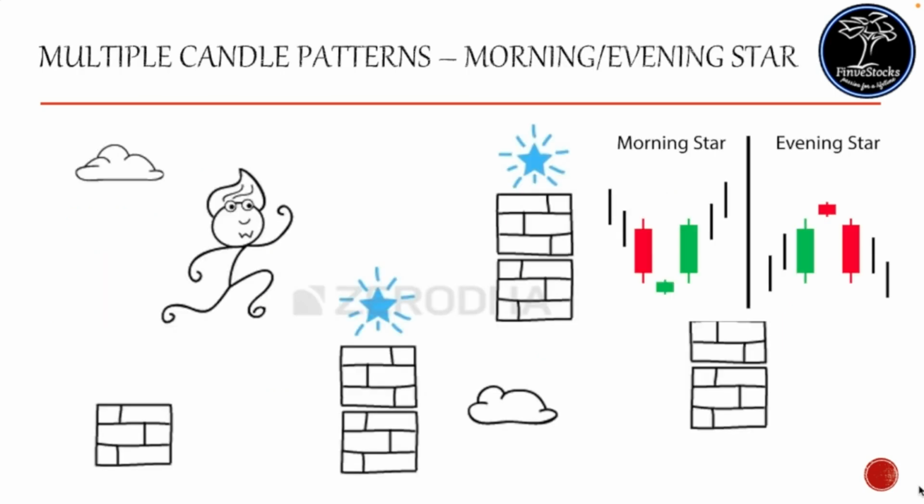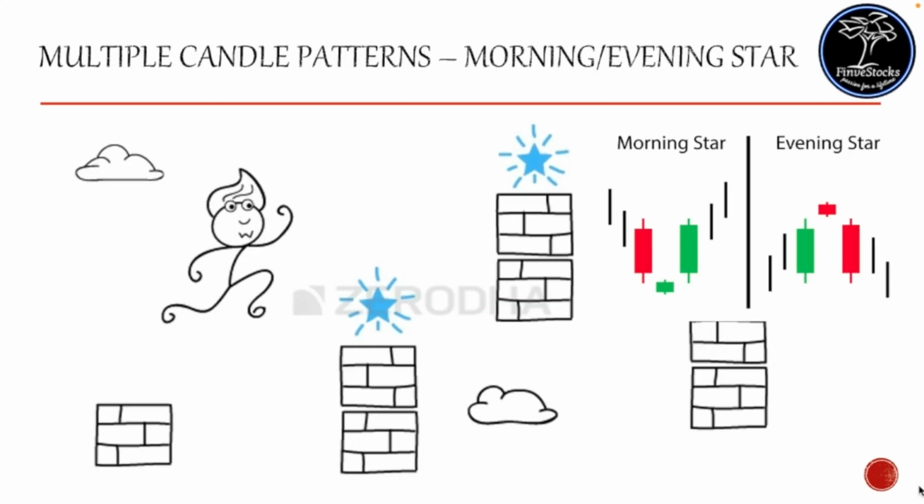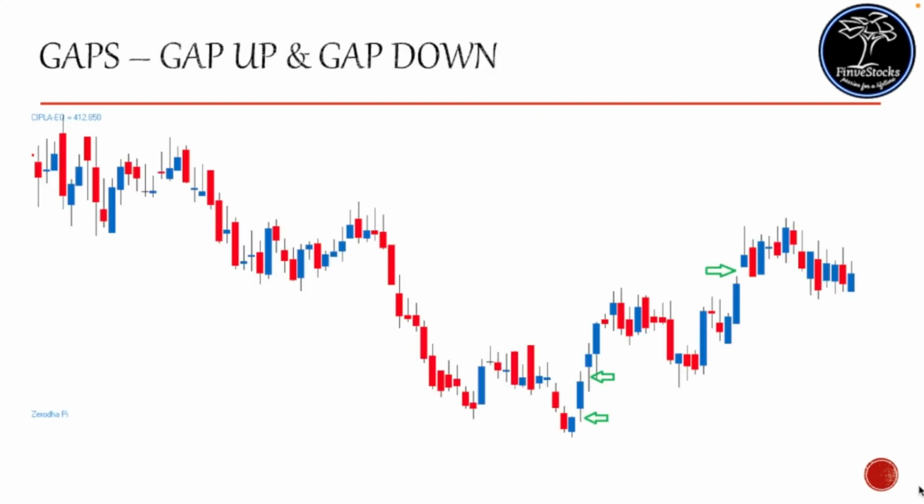So today we are going to cover two more patterns, that are most important patterns. First one is the morning star pattern, which is a bullish pattern which happens at the bottom of a downtrend, and the other one is evening star pattern, which is a bearish pattern which forms at the top of an uptrend. Before going into multiple candlestick pattern, we will just see what are gaps.